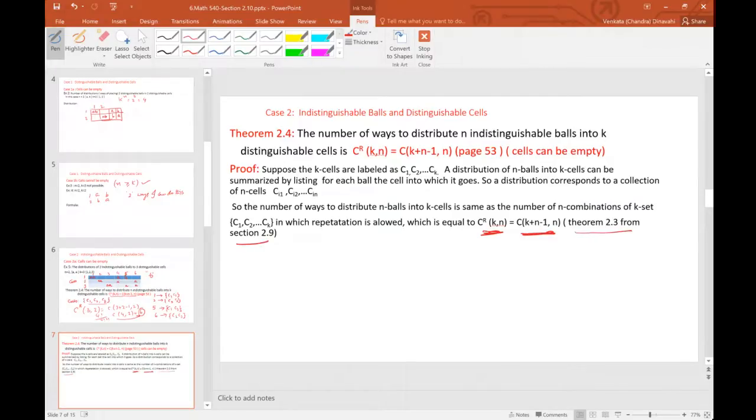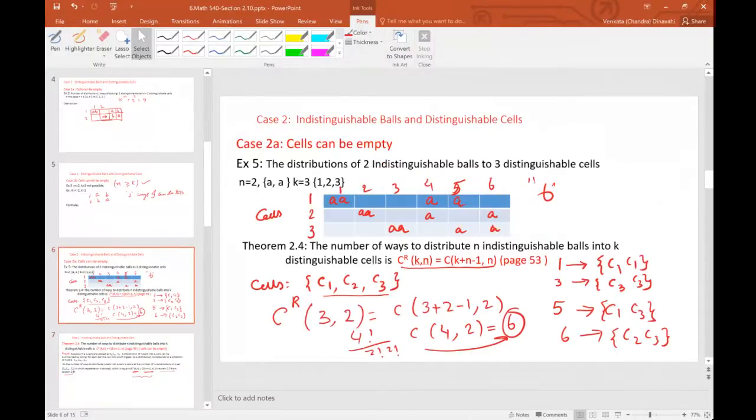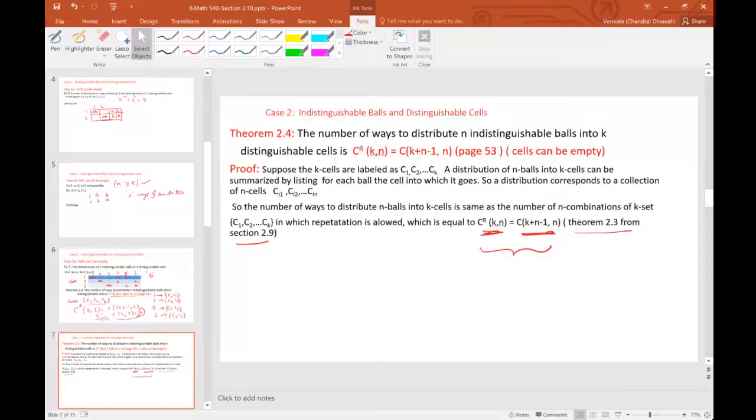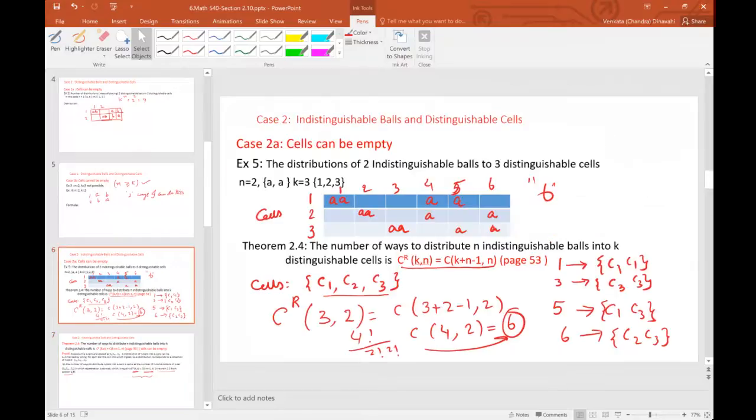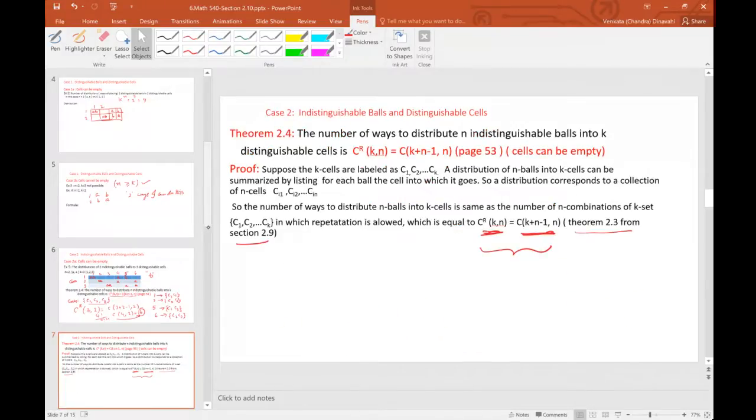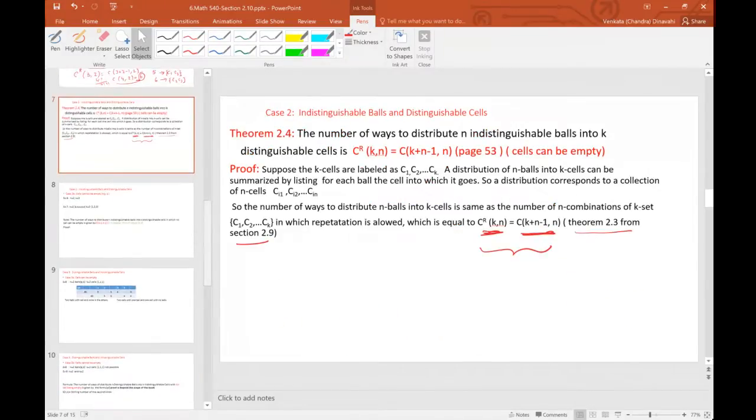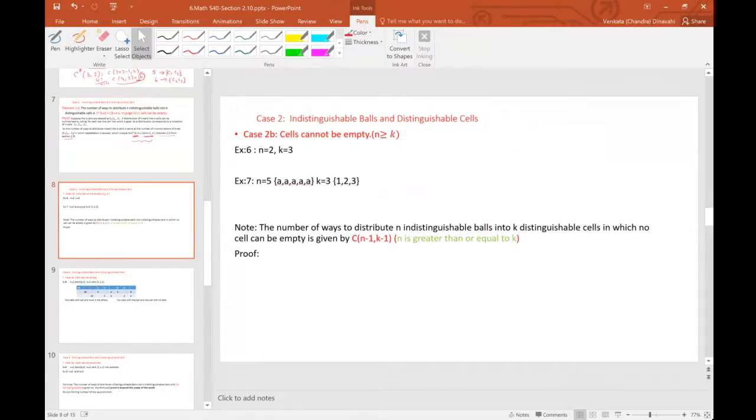If you have seen the previous recording, this might have rung some bells already. And we proved this with the help of this example also. So that is this theorem. Again, in this case, as I mentioned, you are allowing one of the cells to be empty, or more than one can be empty. If you don't want your cells to be empty, then you are going to go into the next case. Now you have n indistinguishable balls and k distinguishable cells, and you don't want any of the cells to be empty.